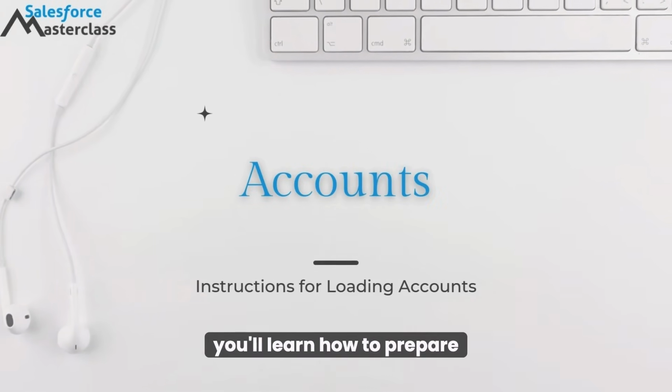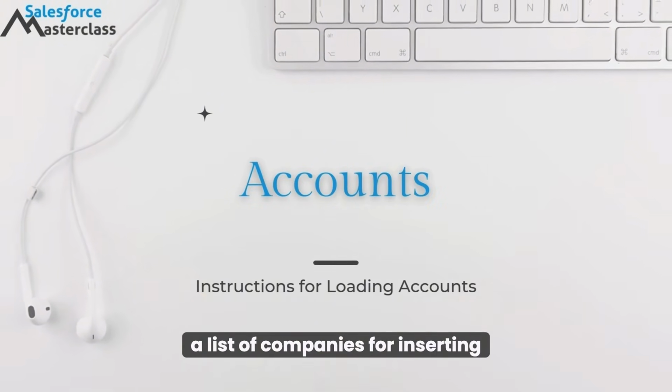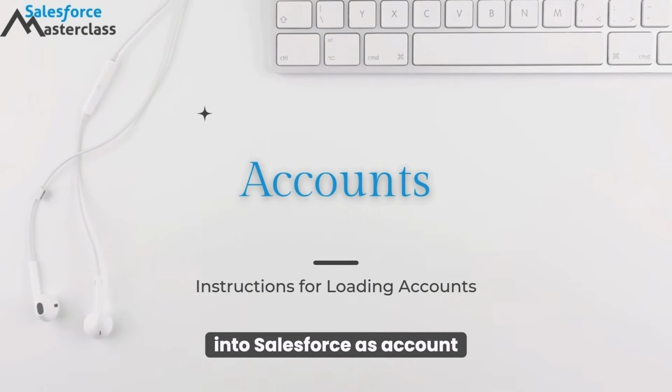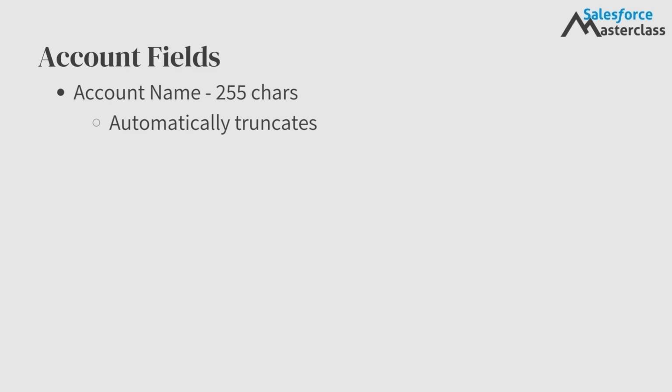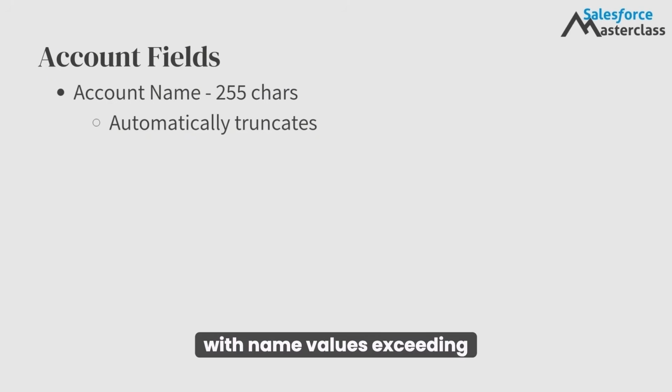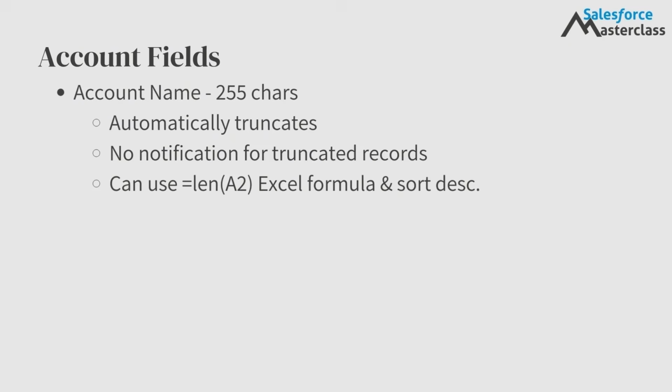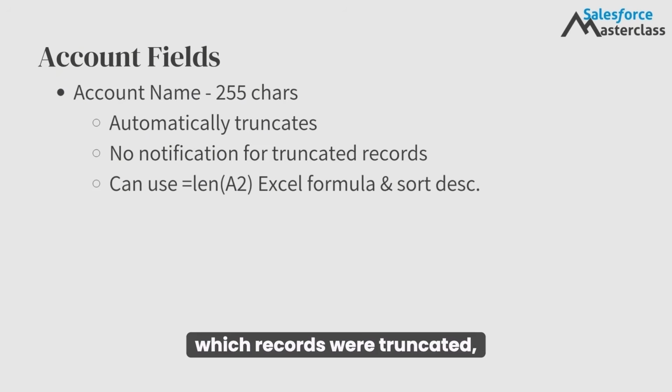In this lesson, you'll learn how to prepare a list of companies for inserting into Salesforce as account records using Data Loader. Technically speaking, the only field required to create a new account is its name, which has a character limit of 255. If your file contains records with name values exceeding this limit, they're automatically truncated. However, you're not notified as to which records were truncated, so you can go back to Excel, use a length formula, and figure it out that way.